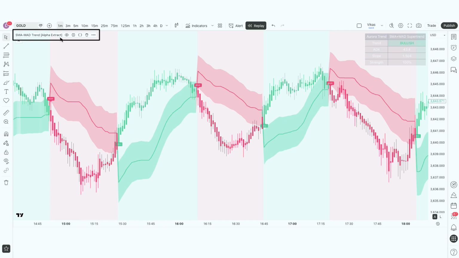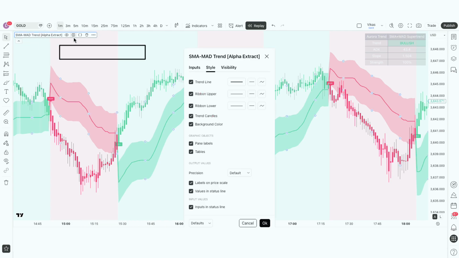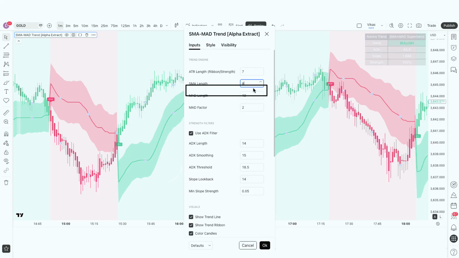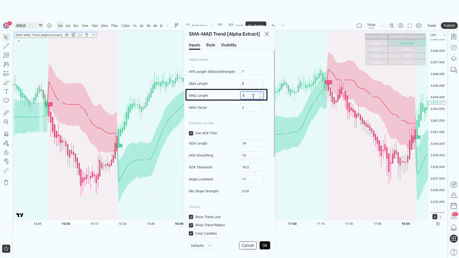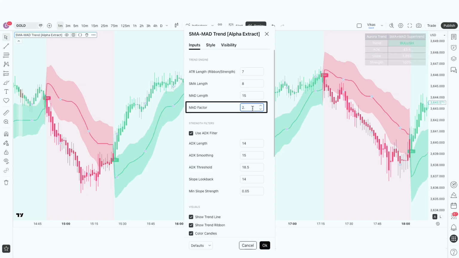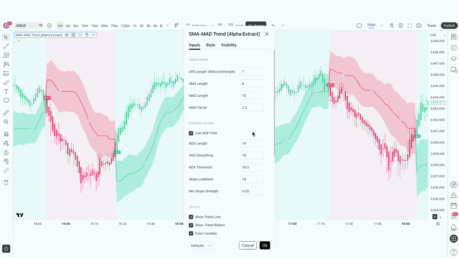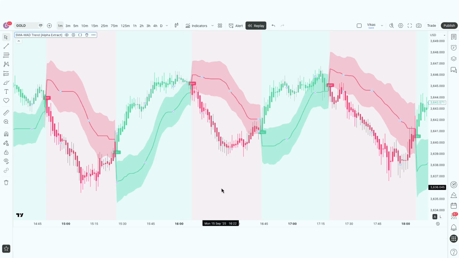Now the indicator settings change for perfect signals. First, we have to keep these options hidden, and then change ATR length from 20 to 7, SMA length from 9 to 8, MAD length from 19 to 15, and MAD factor from 2 to 2.5, and we keep these options hidden. Here, everything is fine. After that, click OK. Now we'll add one more indicator to make this strategy more powerful.